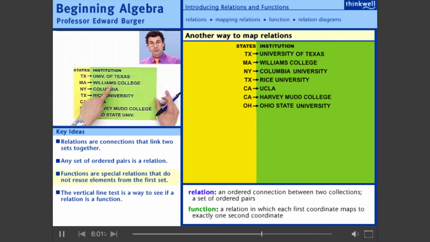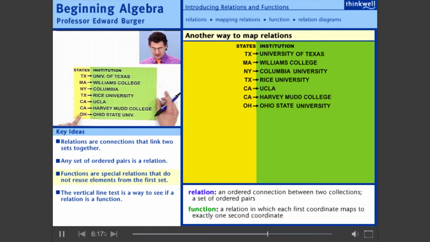Massachusetts, I associate with Williams College. New York, I associate with Columbia. Texas, I associate with Rice University. California, UCLA, California, Harvey Mudd, and Ohio, Ohio State. So there's the state, and here's the school from it. Question is, is this a function? Well, let's see.